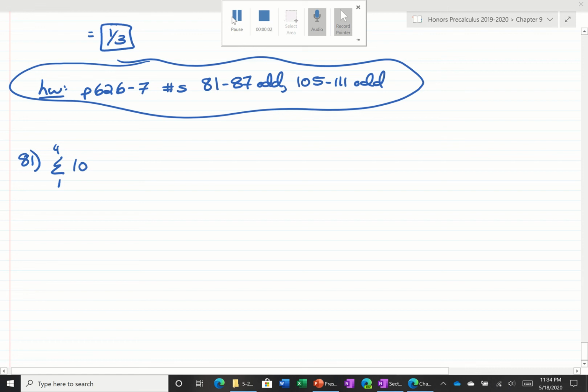All right, so let's start with your homework. We'll do number 81 first. It's asking us to find the first 4. So on a list of 4, from 1 to 4, of 10, find the sum.